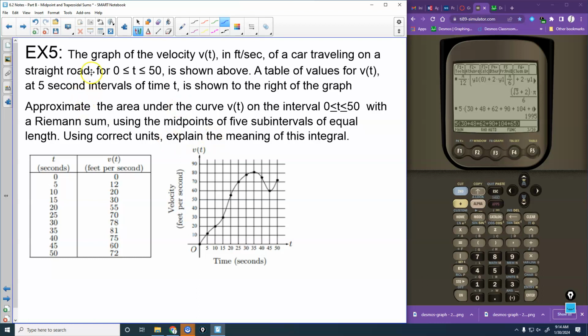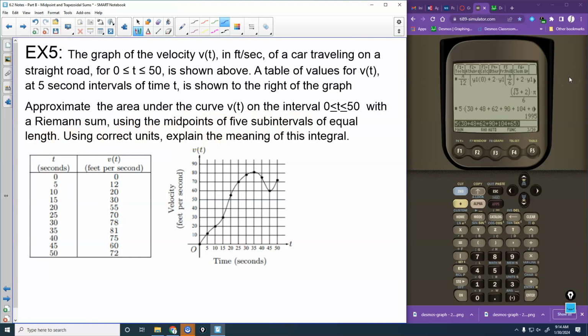All right, so let's look at this one. This graph gives us velocity in feet per second of a car traveling on a straight road from 0 to 50. That says shown above, but it should be below. A table of values for v of t at 5-second intervals is given. Approximate the area under the curve v of t on the interval from 0 to 50 with a Riemann sum using midpoints of 5 sub-intervals of equal length using the correct units.